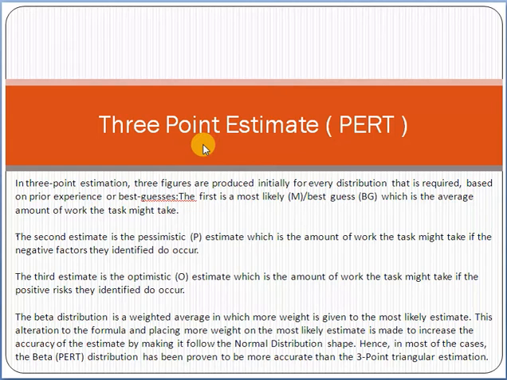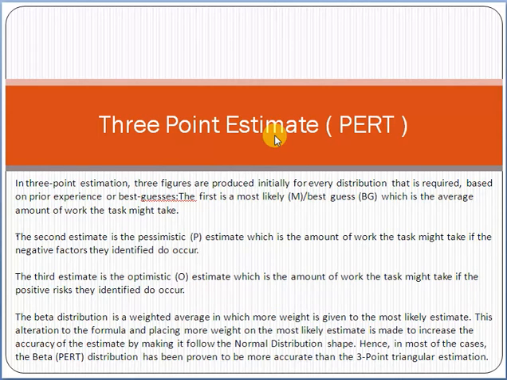So let's start. 3-point estimation or PERT. Friends, our main topic is PERT, Program Evaluation Review Technique. But before going deep, first of all we have to understand 3-point estimation, because PERT is based on 3-point estimation. PERT is a subtype of 3-point estimation. So before using the formula of PERT, we have to understand what 3-point estimation is.